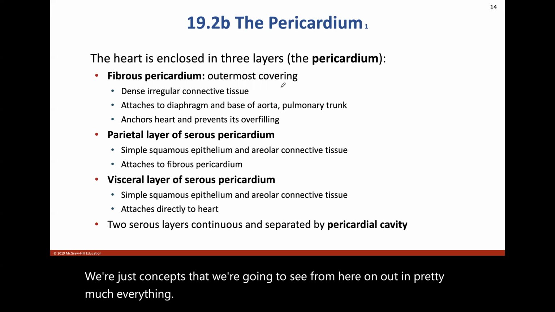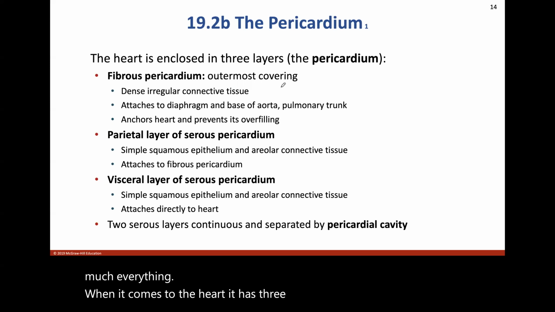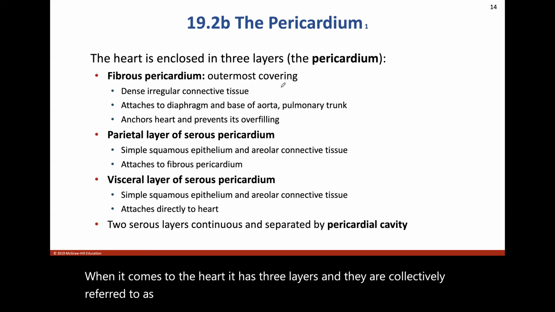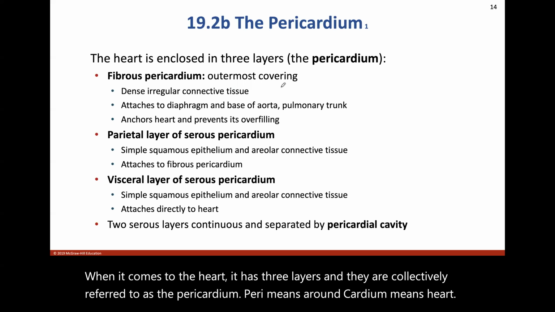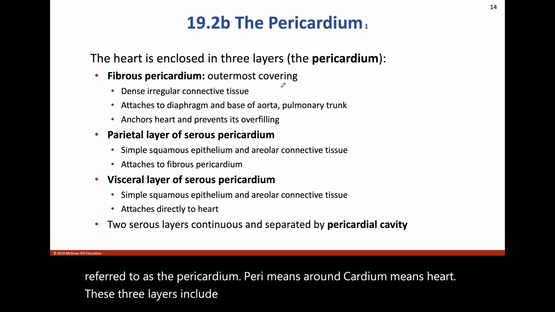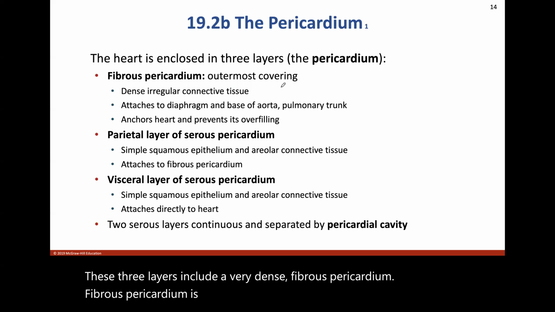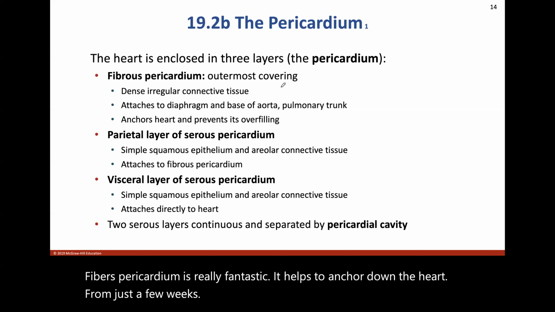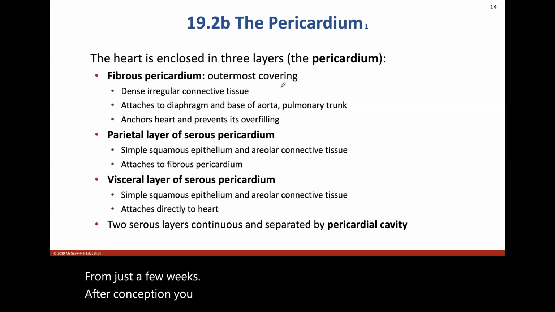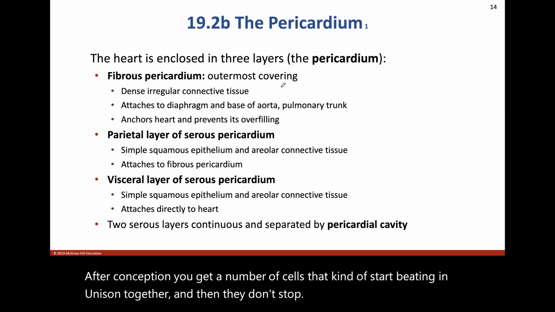When it comes to the heart, it has three layers, and they're collectively referred to as the pericardium. Peri means around, cardium means heart. These three layers include a very dense fibrous pericardium. Fibrous pericardium is really fantastic. It helps to anchor down the heart. From just a few weeks after conception, you get a number of cells that start beating in unison together, and then they don't stop. And they don't stop until you're dead.